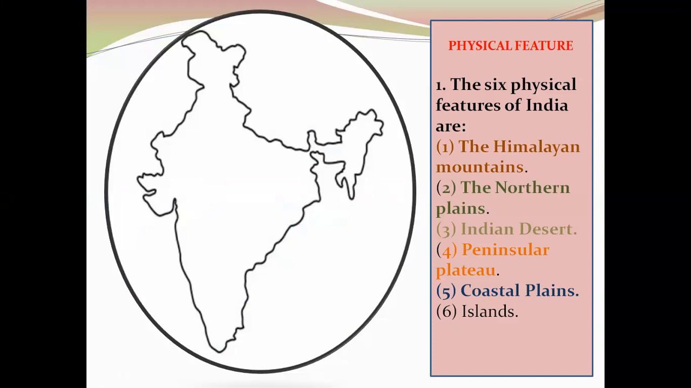So we can see here Himalaya mountain and the northern plain, Indian desert, Peninsula Plateau, coastal plain and highland plain. These all are the six distinct features of India, and it is very important for your board examination. So from these six features, today we will cover Himalayan mountains and the northern plains. In the next video, Indian desert, peninsula plateau and coastal plain and island will be covered. So today the important part we are going to cover is the Himalayan mountain and northern plain.